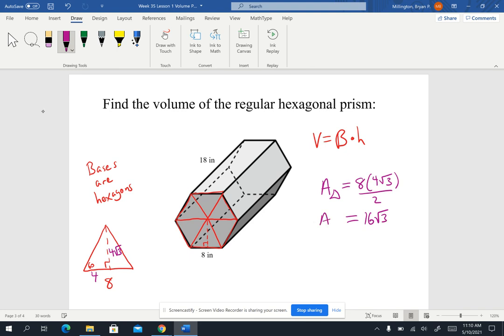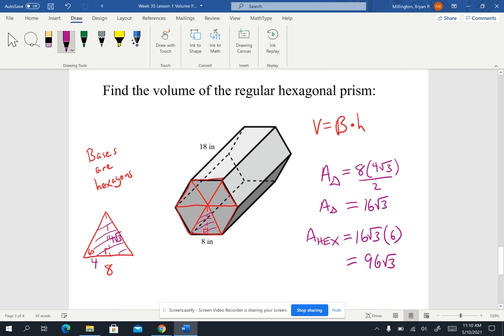So that's the area of one triangle, right? The base was 8, the height was 4 root 3. So the area of this whole triangle is 16 root 3. But there's 6 of those. So the area of the hexagon, you're going to multiply that by 6. So 16 root 3 times 6 is going to give us, I think that's 96 root 3. Let me double check my work. Yeah, that was 96 root 3 for the area of the hexagon.